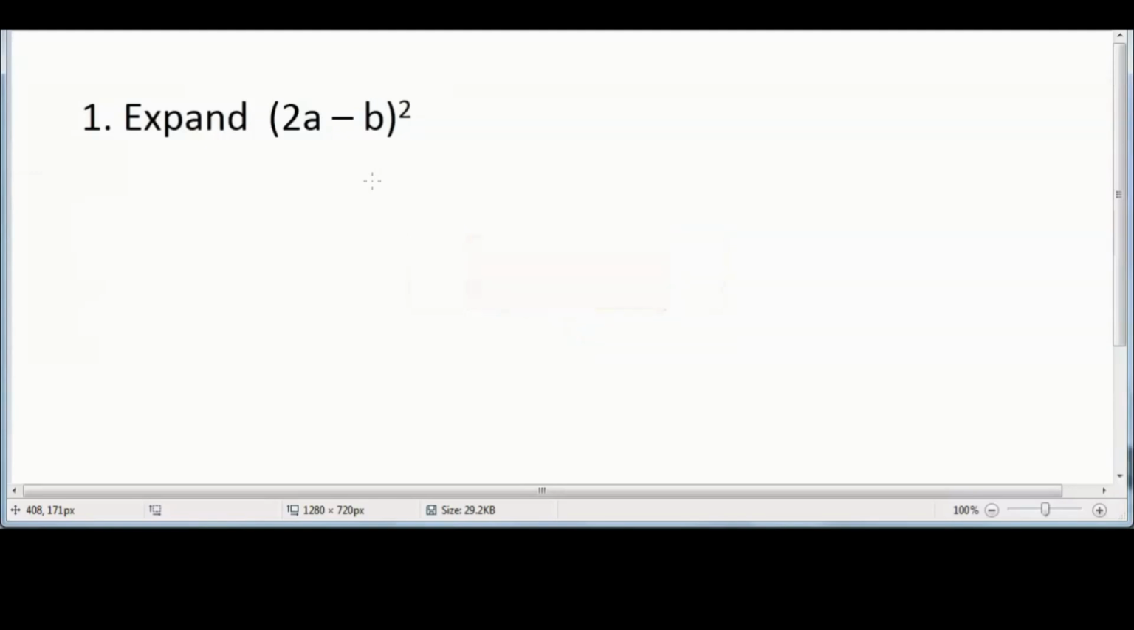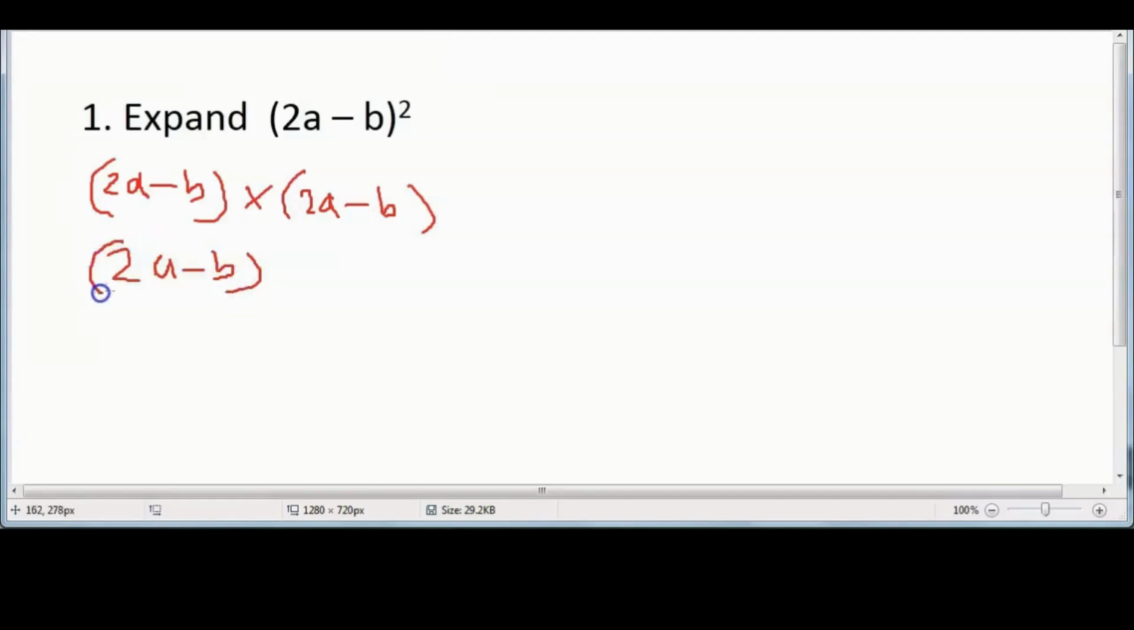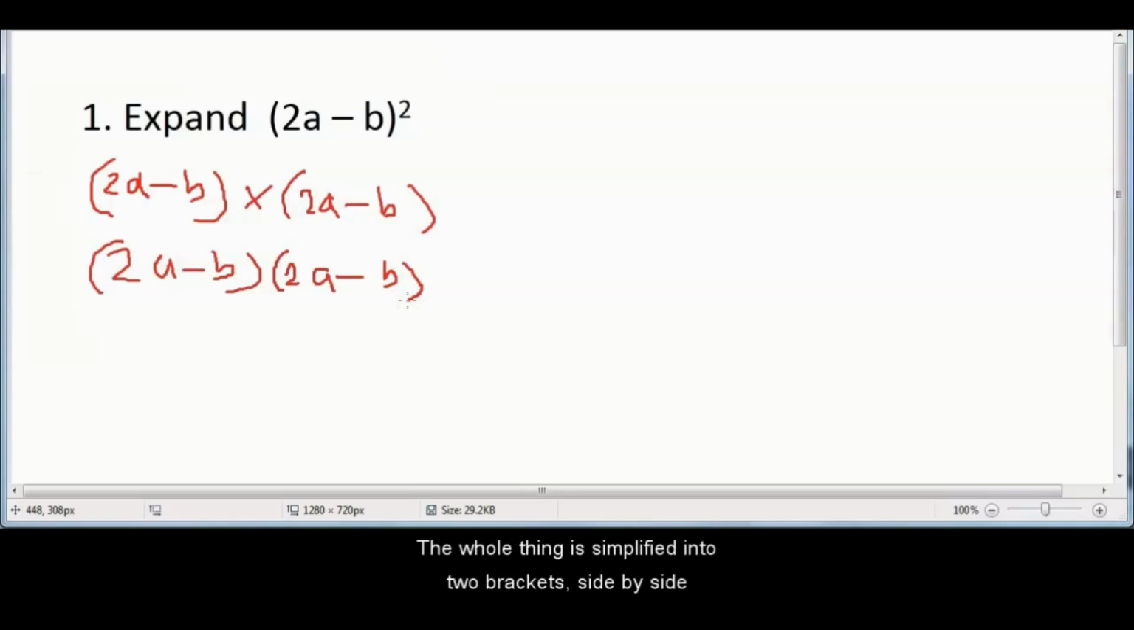If so, then (2a − b) squared is the same thing as (2a − b) multiplied by (2a − b). The whole thing is simplified into two brackets side by side: (2a − b)(2a − b).